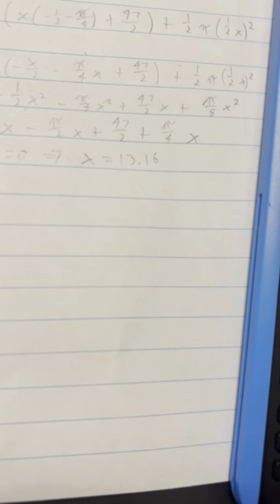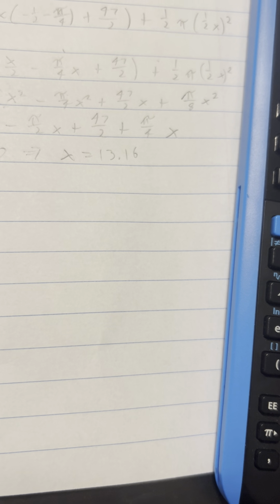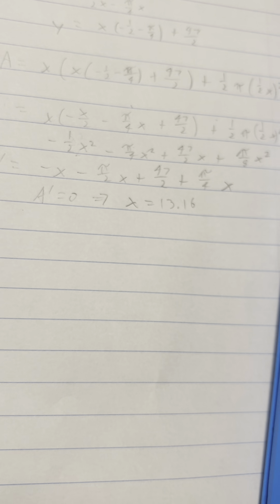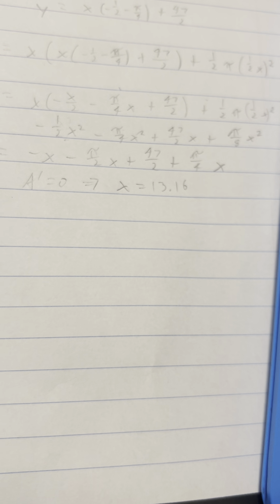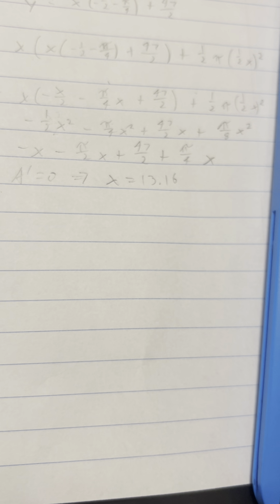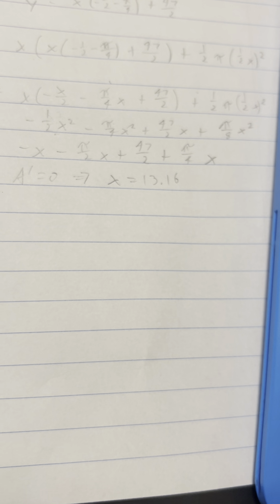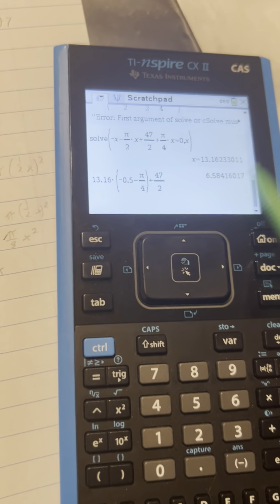Okay, so we have x. So 13.16 times negative 0.5 minus pi divided by 4. Okay, we have that. And plus 47 over 2. You don't even need the solve function for this. You just need to plug that in. And then we get our answer, which is going to be our y.